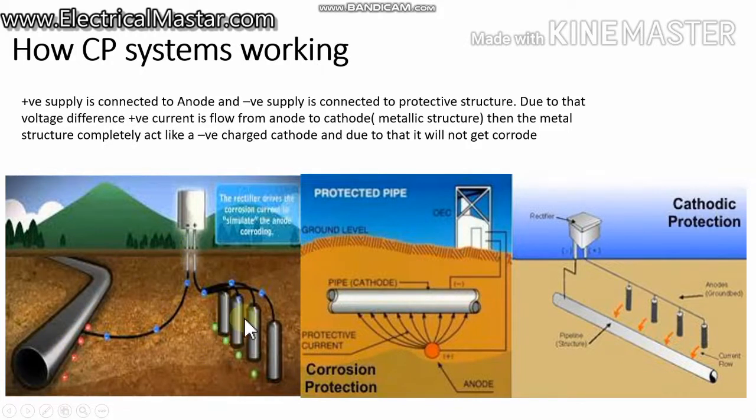So what will happen, this anode is positive and this structure is negative. The anode will lose its electrons, so the positive current will flow from the bottom side. It will connect to the pipeline and again return back to the source. Like this, the circle is continuously on.